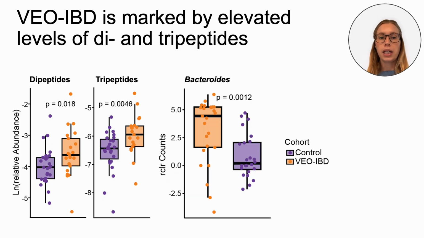And in this study, the elevated dipeptide levels were linked to an overabundance of microbial proteases produced by the Bacteroides. And consistent with this finding, we also observed a higher abundance of Bacteroides in VEO-IBD. What we don't know yet is whether these peptides directly contribute to the pathophysiology or if they are just byproducts of the altered gut microbiome composition.